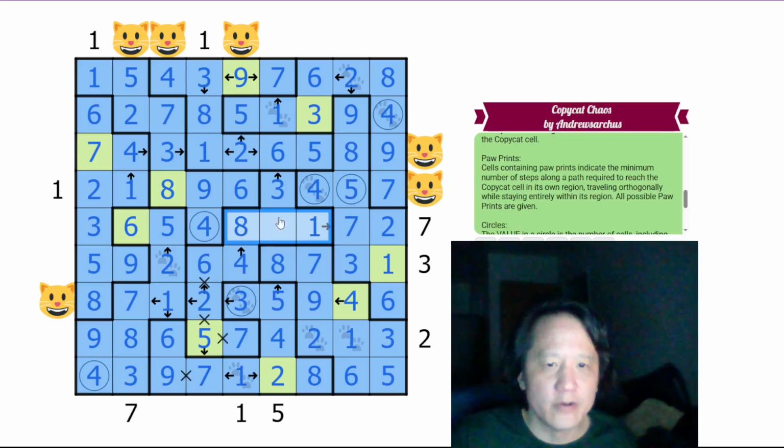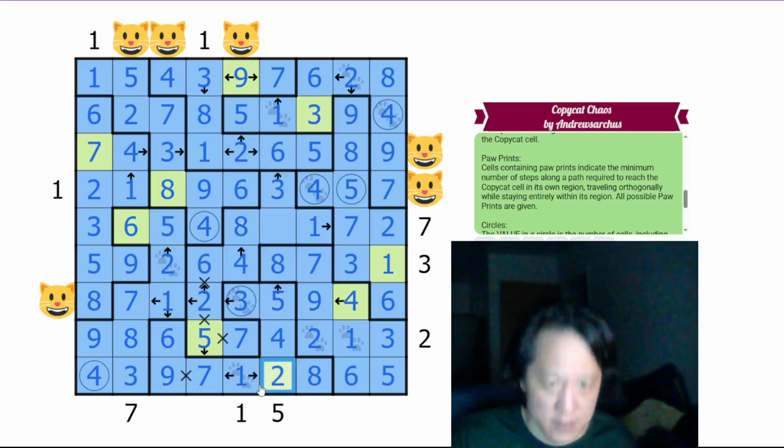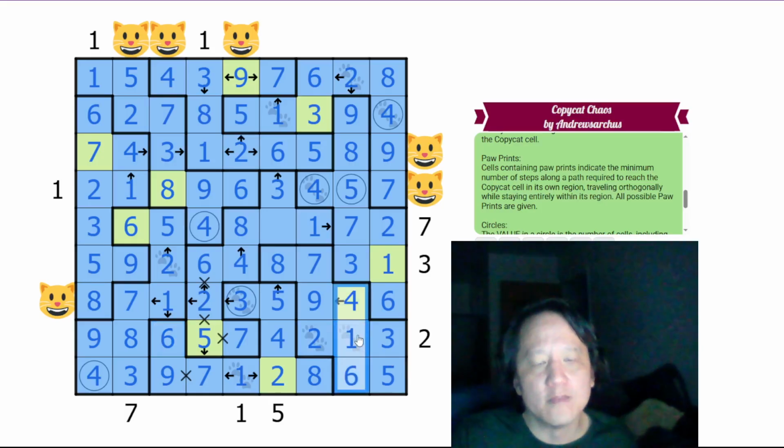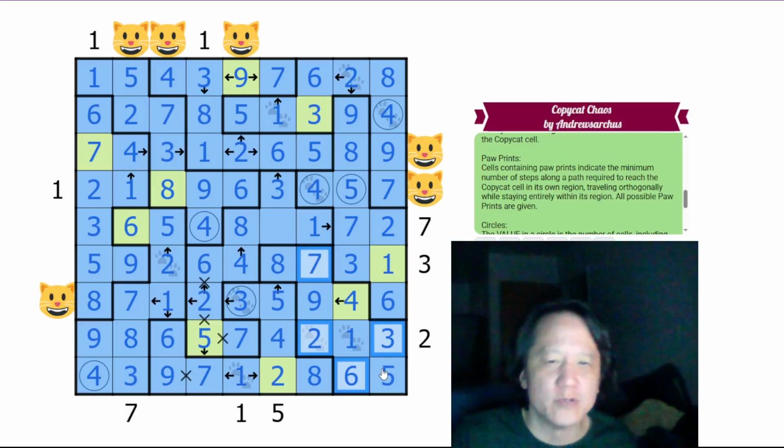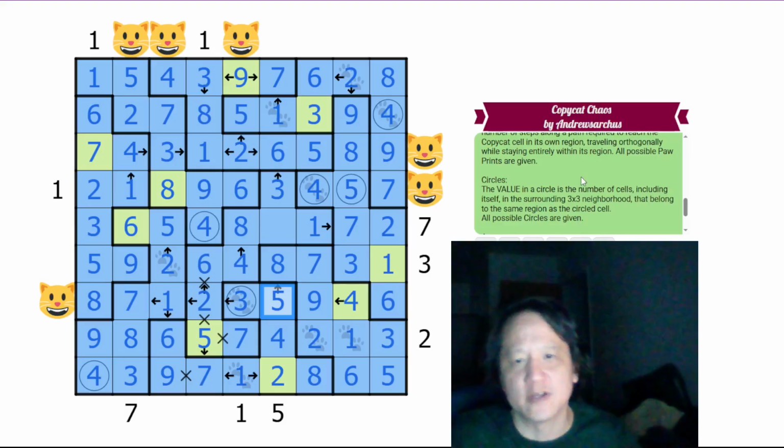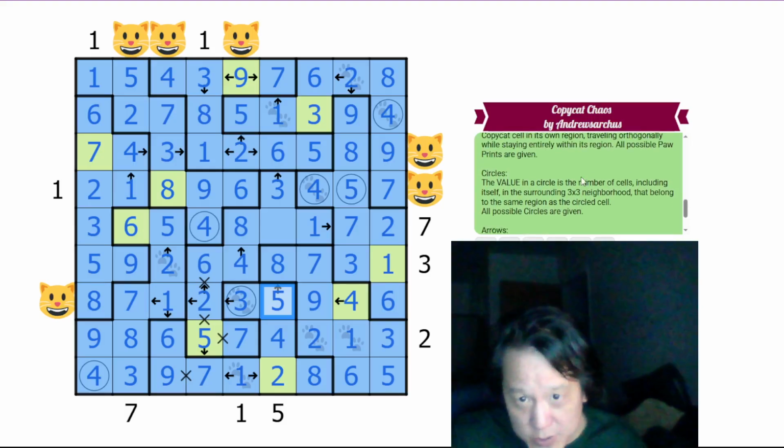We already did that. Region 8, 1 away, 2 away, 3 away. Those both have paw prints, and 4 away. And then region 9, 1 away, 2 away, which both of those have paw prints. This is also 2 away. All of these are 2 away. And then 3 away, none of which have paw prints. So that's satisfied. Circles! Oh boy.